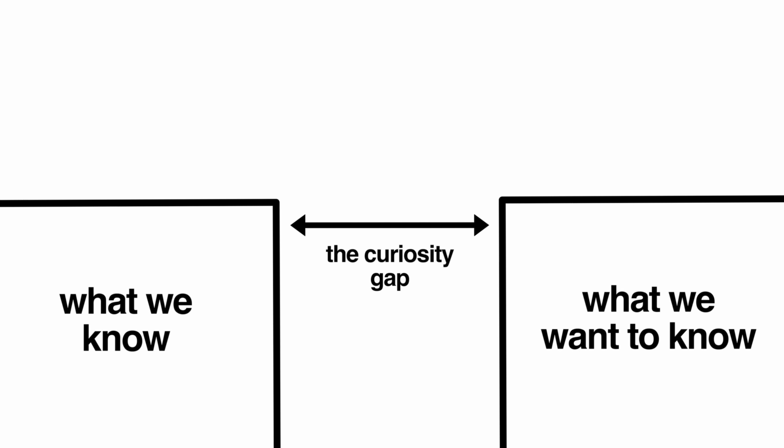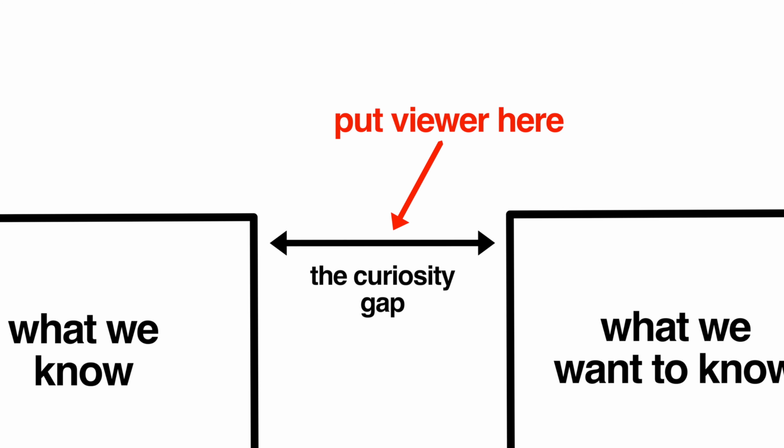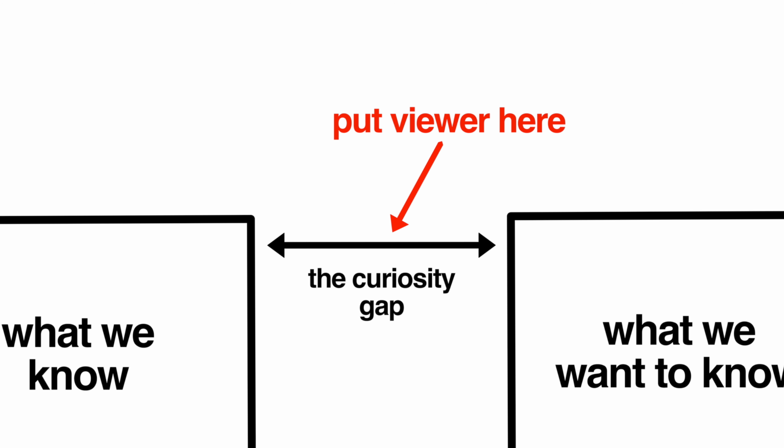Number 1, creating a curiosity gap. Now, many top YouTubers use a curiosity gap in their thumbnails, and it's the reason why you click. You just don't realize it. Now, the curiosity gap is the space between what the viewers understand from your thumbnail and what they want to know. Your goal as the creator is to put the viewer in that gap when they are looking at one of your thumbnails.